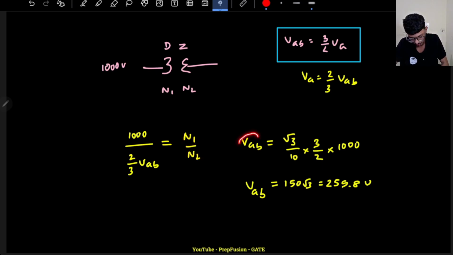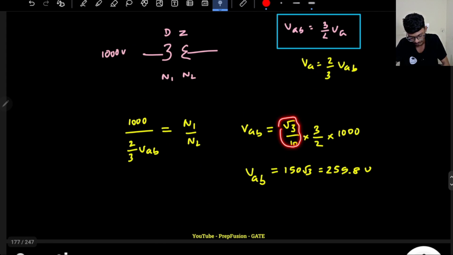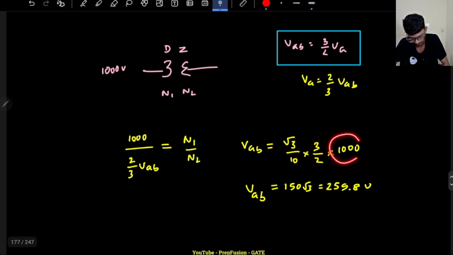So my VAB equals root 3 by 10. I have just taken this N2 there, N1 here. This is just the coil voltage ratio, so N2 by N1 is basically the inverse of this 10 by root 3, root 3 by 10. So this will be root 3 by 10 into 3 by 2, into the 1000, which will still be here. So VAB will go on the left hand side. From here I can directly calculate that VAB will be 259.8 volts. So this is how you will solve the question.